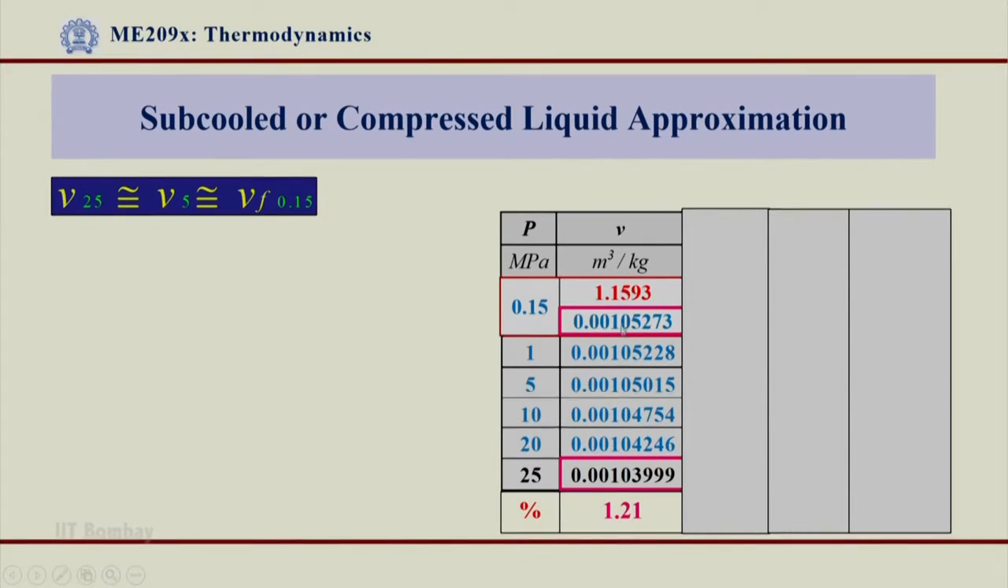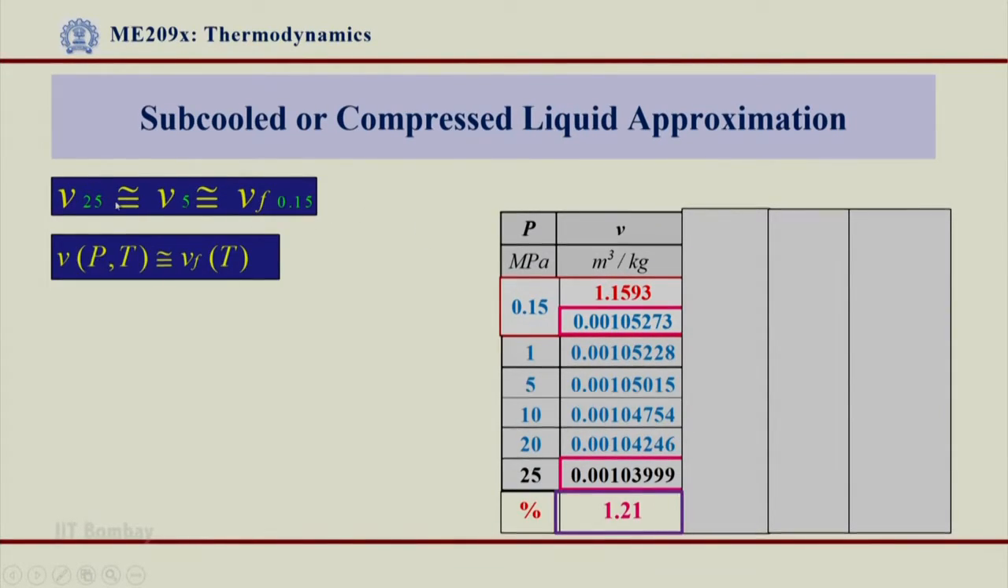So, whatever changes are happening, because they are happening in the fifth decimal place or are just above 1%, we can possibly neglect them. Even after compressing from 0.15 to 25 MPa, these changes are approximately negligible. If I assume this, we can say approximately V25 is equal to V5 is equal to Vf 0.15.